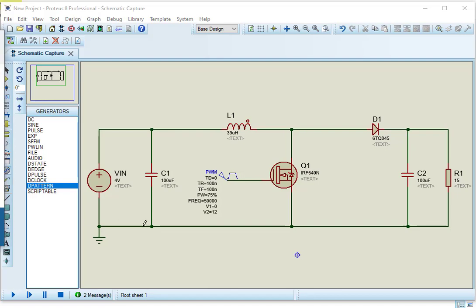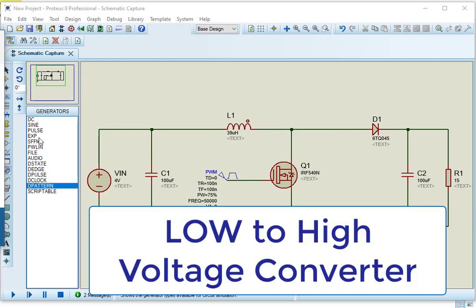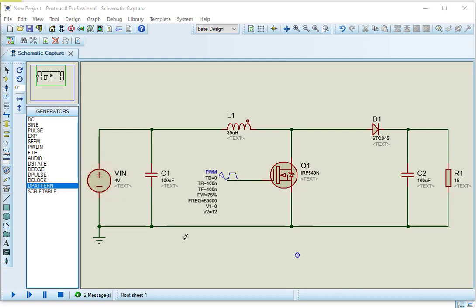In this tutorial, you will learn how to design a Proteus simulation of a boost converter. As you know, a boost converter is a power electronics converter that converts low voltage into high voltage. The boost or step-up converter is a configuration that converts a voltage output which is above the input voltage. In other words, a boost converter boosts the input voltage to a higher voltage.